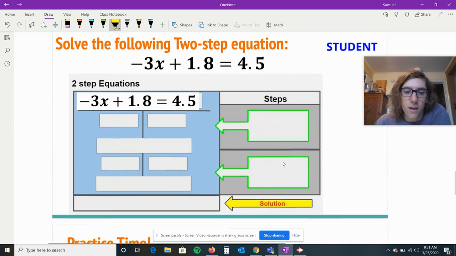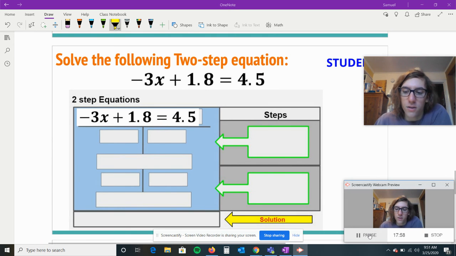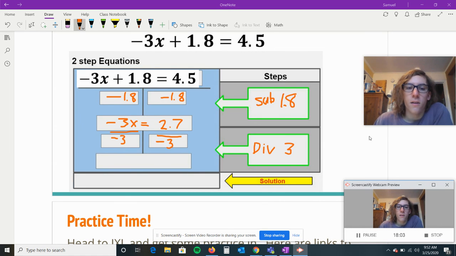Okay, guys, so one last time, I want you to pause your screen and see if you can try this and get it correct on your own. Okay. All right, did you get it? Let's see. So we need to do inverse operations to solve for x. That would be subtracting 1.8 from both sides. So we put here, subtract 1.8. We do that to both sides, and we get negative 3x, because these cancel out, equals 2.7. Okay, 4.5 minus 1.8 gives us 2.7.